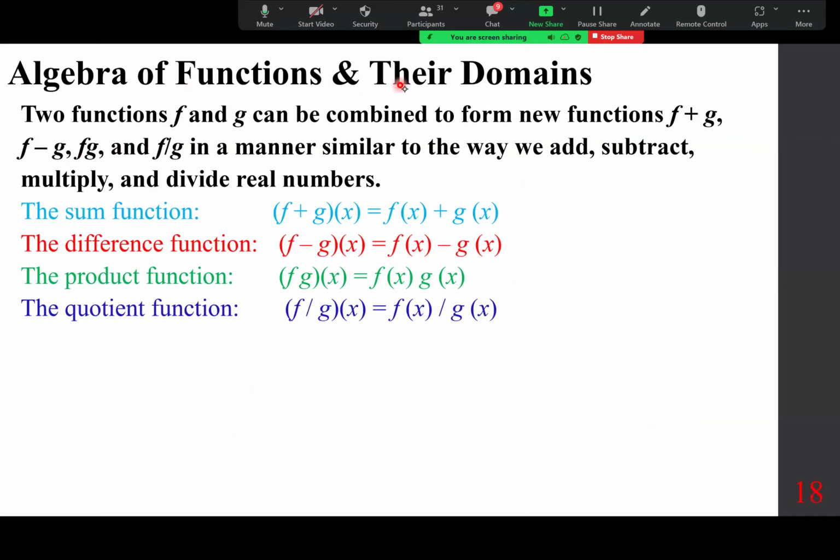Algebra of functions and their domains. Two functions f and g can be combined to form new functions f plus g, f minus g, f g, f over g in a manner similar to the way we add, subtract, multiply, and divide real numbers. Here's the sum function, the difference function, the product function, the quotient function. We've already seen that. So far, nothing brand new.